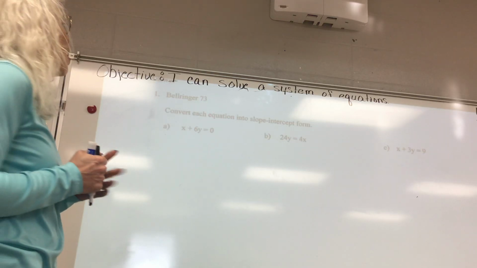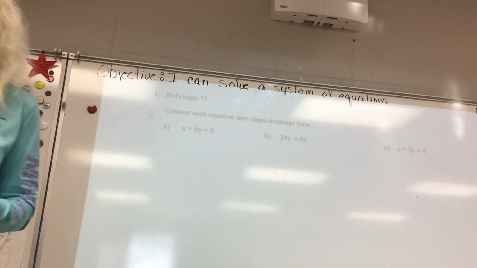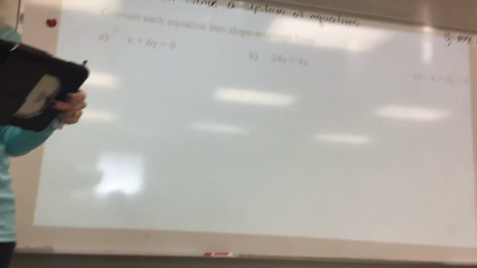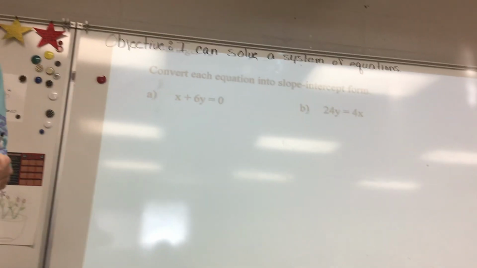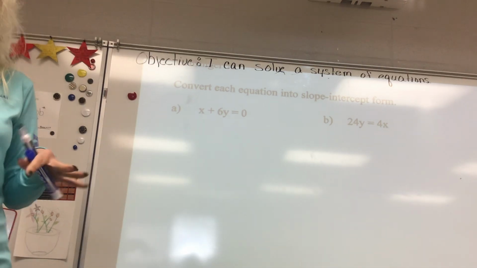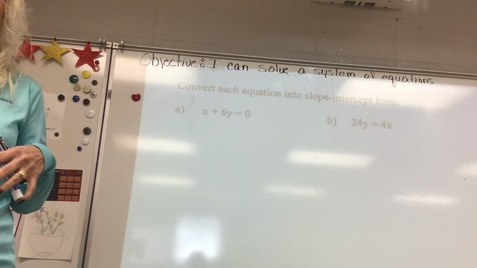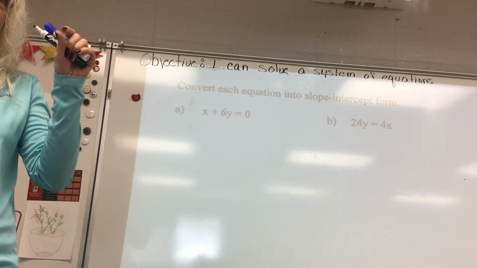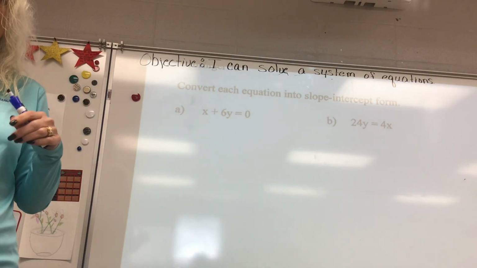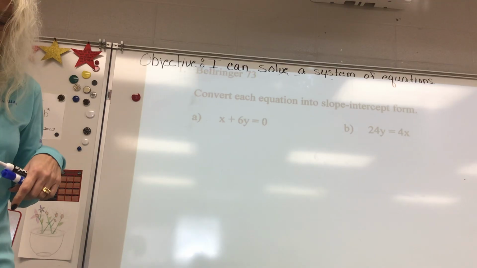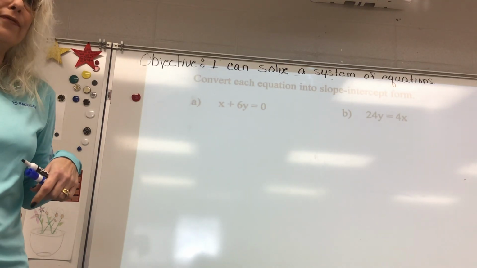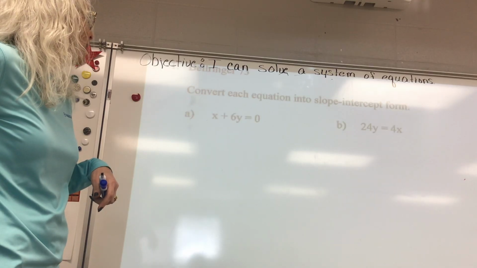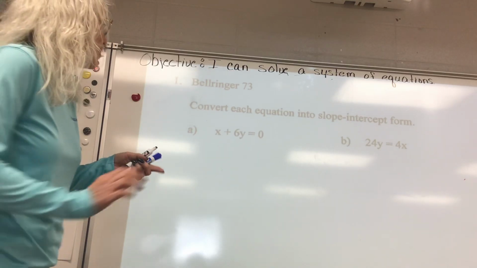Good, okay. On Bellringer 7.3, we are just reviewing how to convert equations into slope-intercept form. When you are solving a system or graphing a system of equations, you are doing wonderful. Some of you are still messing up on the converting part, where you convert the equation into slope-intercept form. So I thought it would be best if we review them. So, Bellringer 7.3: convert each equation into slope-intercept form.